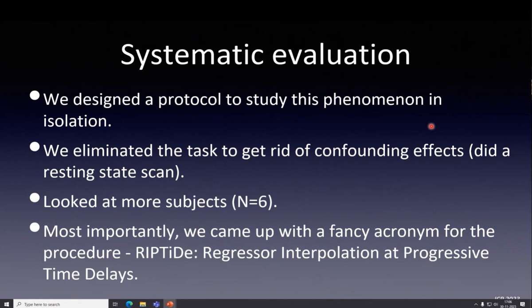And I say that like, oh, yes, this is our research plan. What it meant was we were so excited about having one subject where we saw this, we sent it to NeuroImage, and they're like, no, do a real experiment and get back to us. So we eliminated the task, because that was the first thing that people said: oh, you're getting a task response. We looked at 6 subjects, but most importantly, we came up with an acronym to describe our technique, because branding is what this is all about, really. So we called it Riptide, Regressor Interpolation at Progressive Time Delays, and that's where the name Riptide comes from.